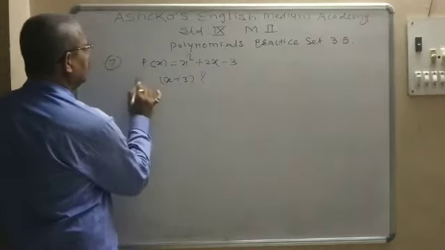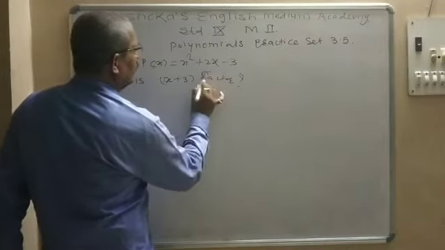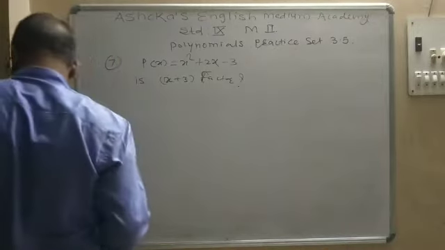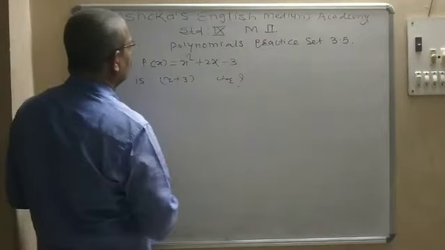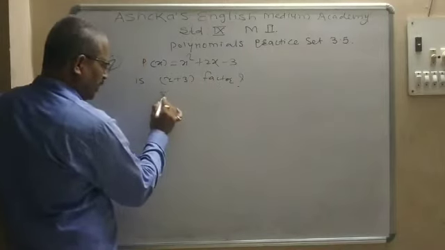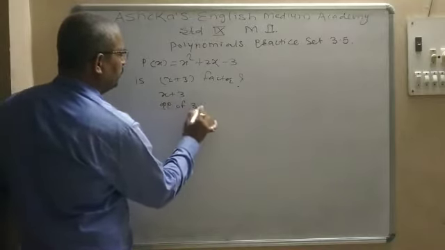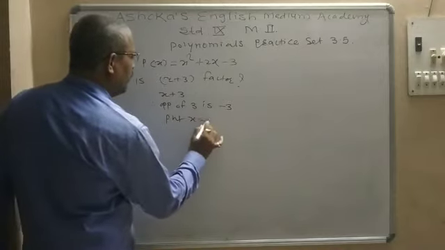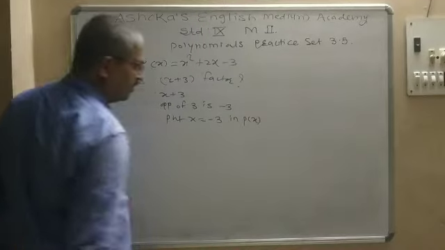Is x plus 3 a factor? We have to find whether it is a factor or not. So take the opposite of x plus 3, therefore the opposite of 3 is minus 3. Put x is equal to minus 3 in p(x).